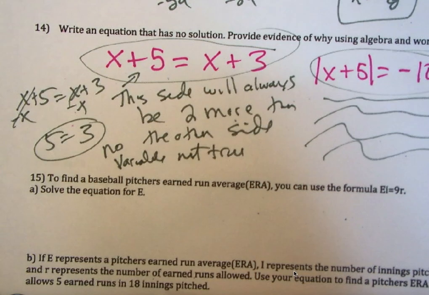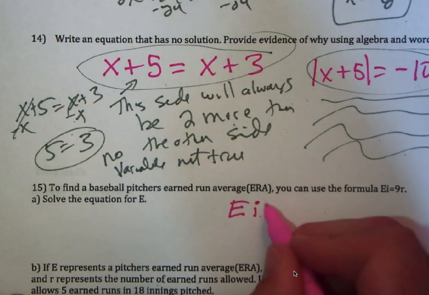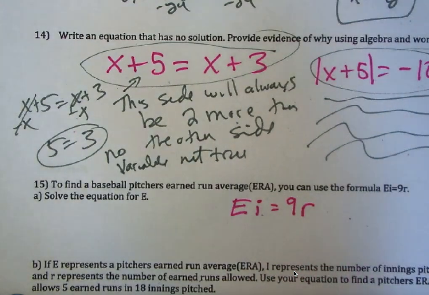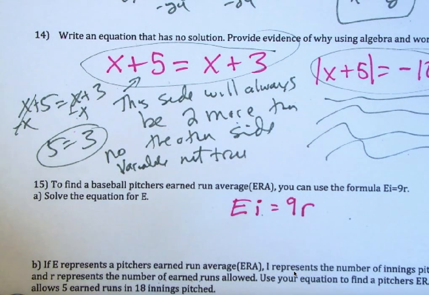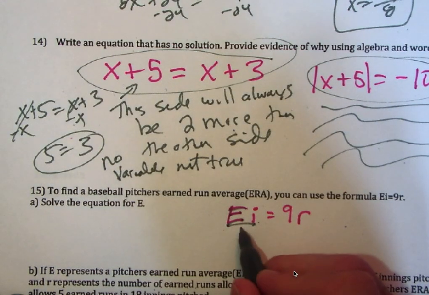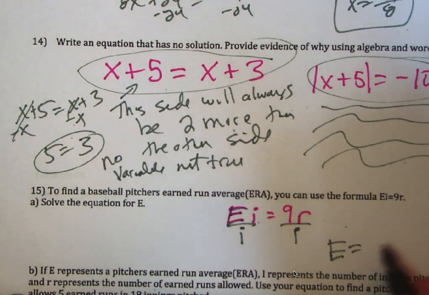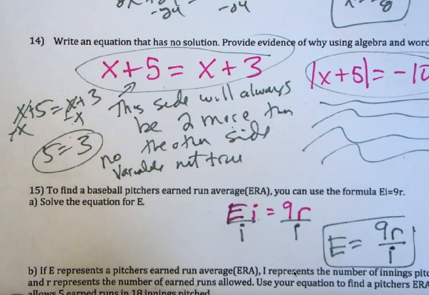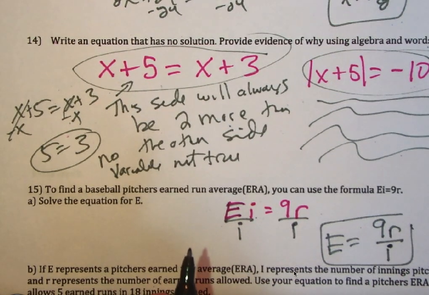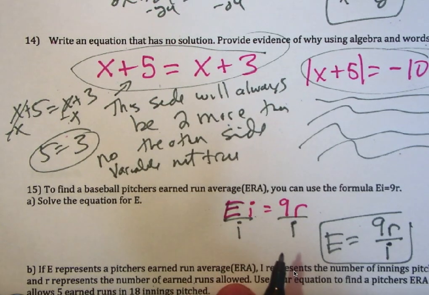All right, to find a pitcher's earned run average, it's EI equals 9R. We're going to try to solve this equation for E. So here's E. I see it's times I, so I'm going to divide both sides by I. So E equals 9R over I. E represents the earned run average. I represents the number of innings pitched. And R represents the number of earned runs allowed.